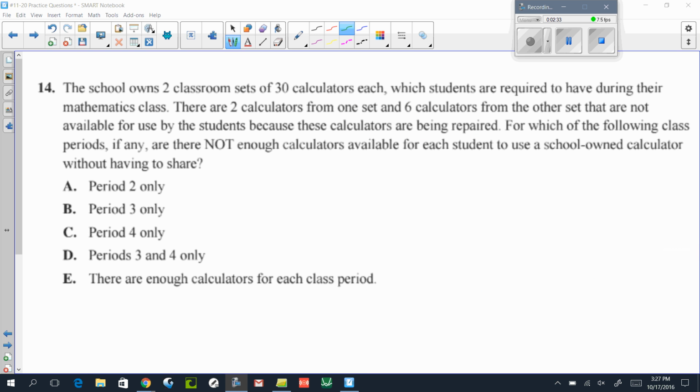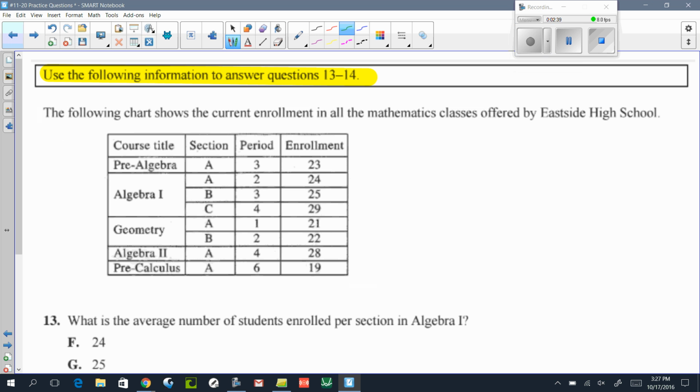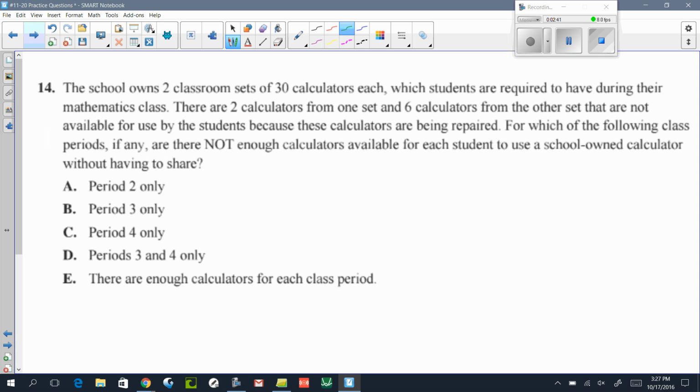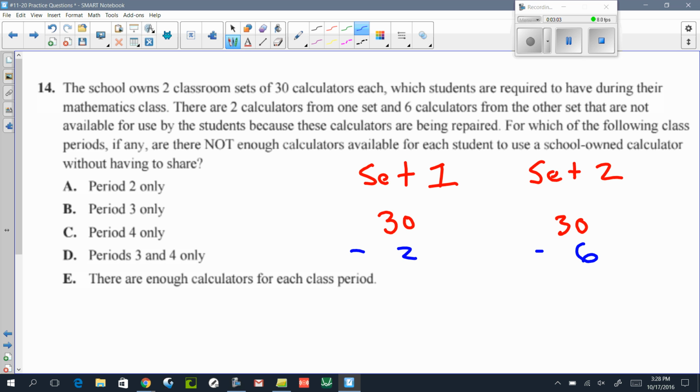Next question I want to look at is number 14. This problem actually pertains to the chart on number 13. We'll just take a look at the question first and then see what's happening there. So what this problem says is we own 2 sets of 30 calculators each. So the first set has 30 calculators, and the second set has 30 calculators. Due to destructive children like yourselves, 2 of these calculators are destroyed, and 6 of these calculators are destroyed.